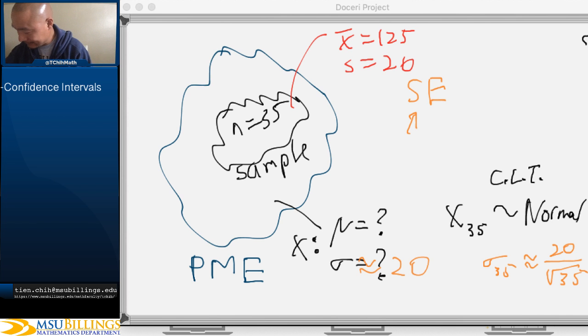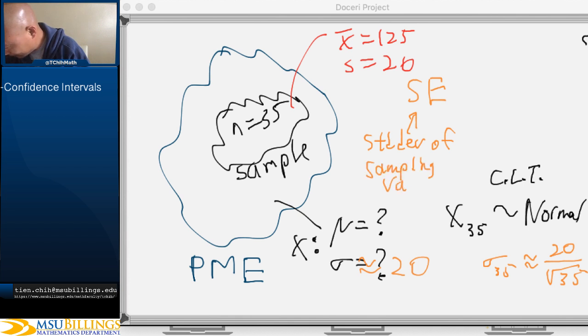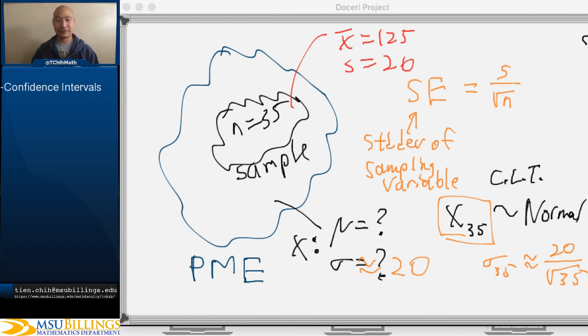And this is the, how do I want to phrase this? This is the standard deviation of the sampling variable. Because you see what's going on is that the x35 here, it's also a random variable. It has a mean and it has a standard deviation, right? So if we assume that the sample standard deviation we originally measured was accurate, then once we take into account the fact that the sample has size n, the standard error is s over square root of n.